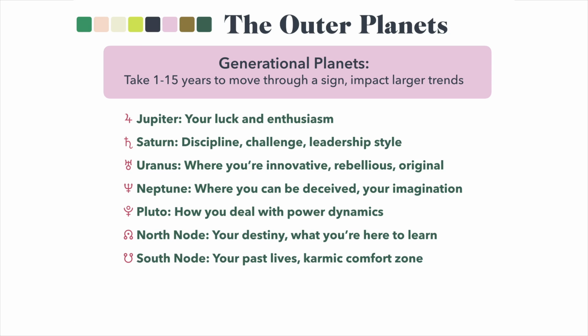Saturn moves every 2 to 3 years. And it's kind of the opposite of Jupiter. Jupiter shows where you'll take a risk.